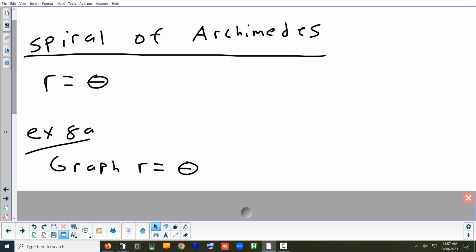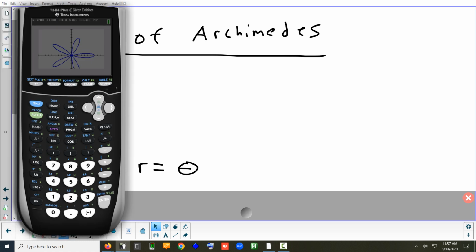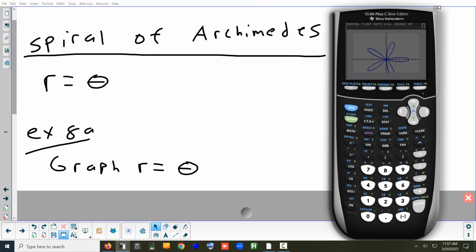Why is it called the spiral of Archimedes? I don't know why this particular spiral is named after Archimedes. I'm not sure. I think there are other types of spirals, but I think the ratio of the radius to the angle in this one is named after him. I'm going to go with that.